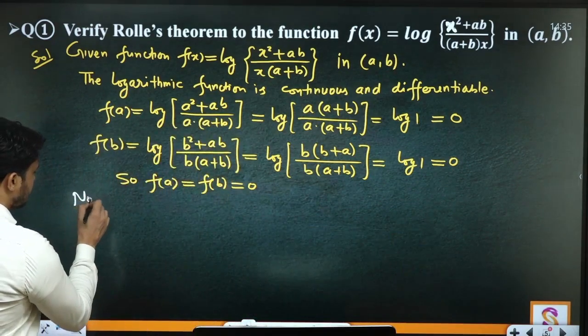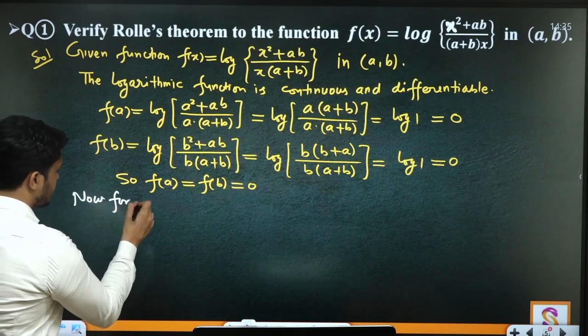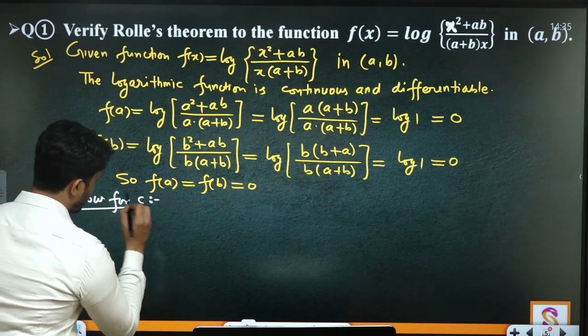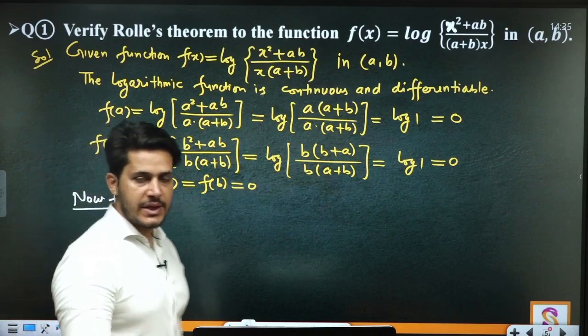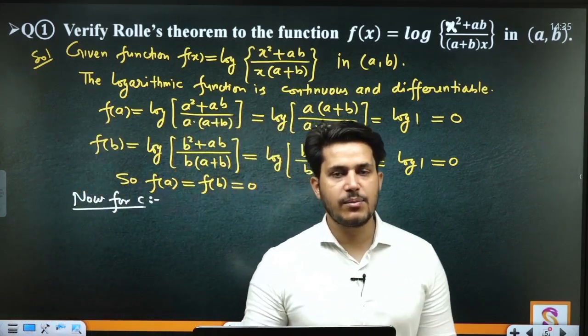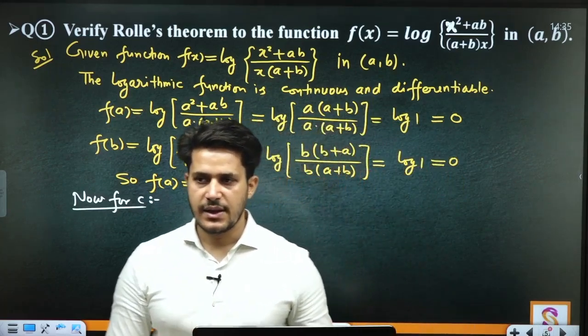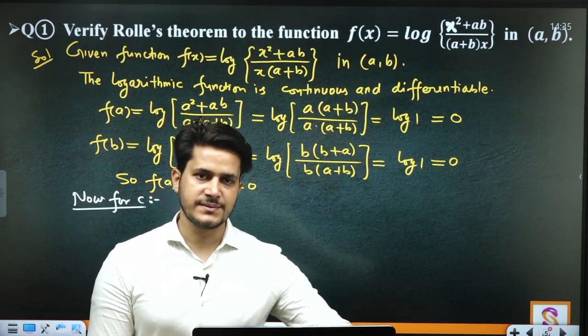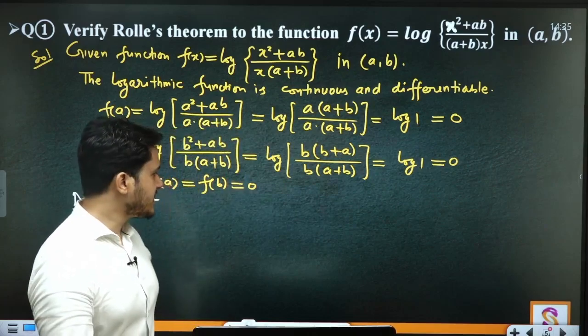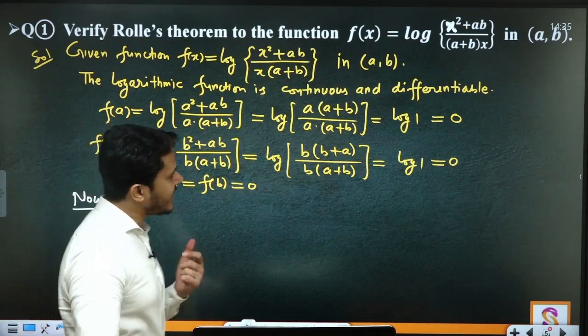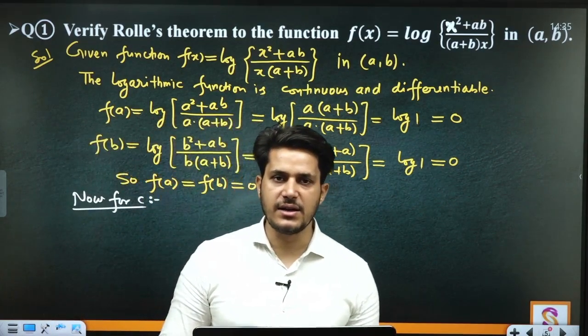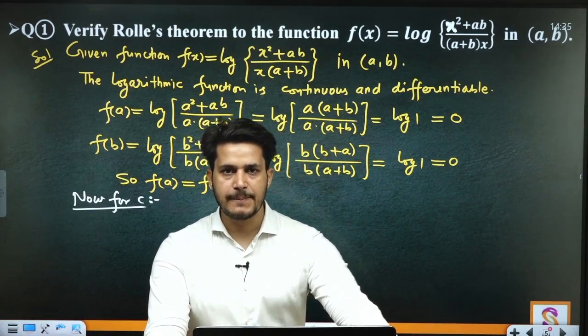Now for c, there should be a single point c in the interval a comma b at which the derivative of the function should be 0, meaning f dash c equal to 0. So you have to put f dash c equal to 0 and find at least one value of c.